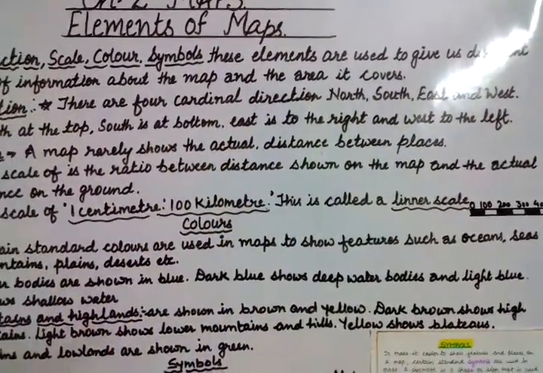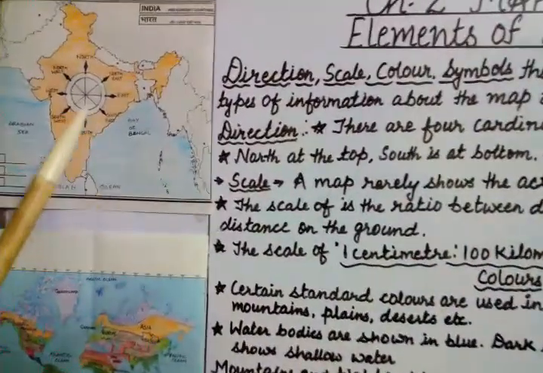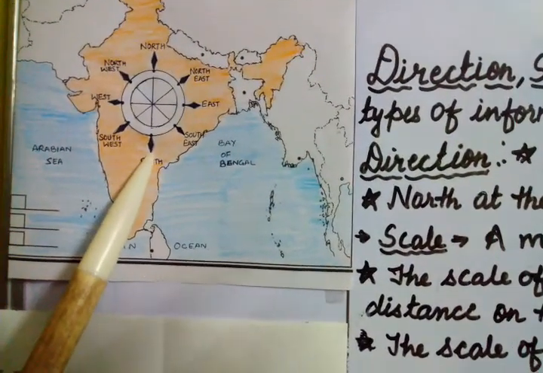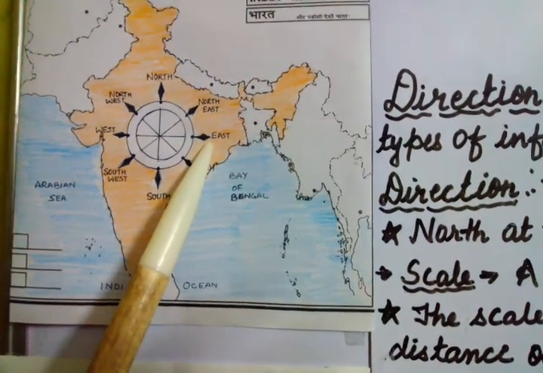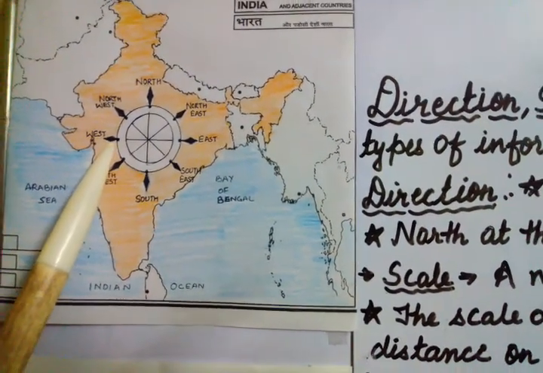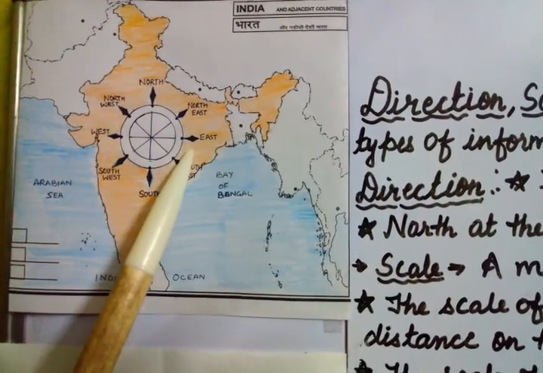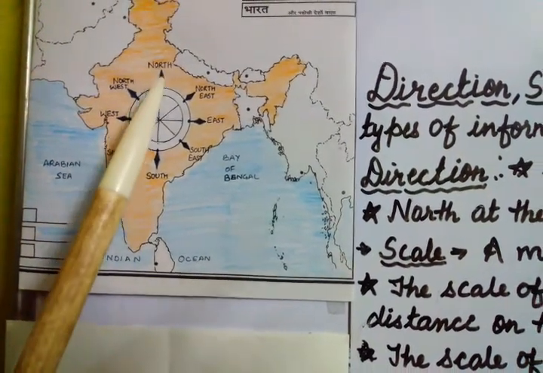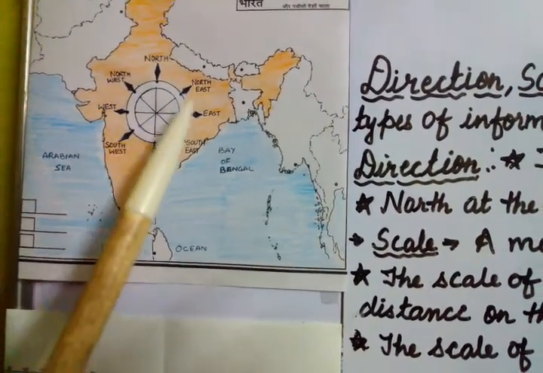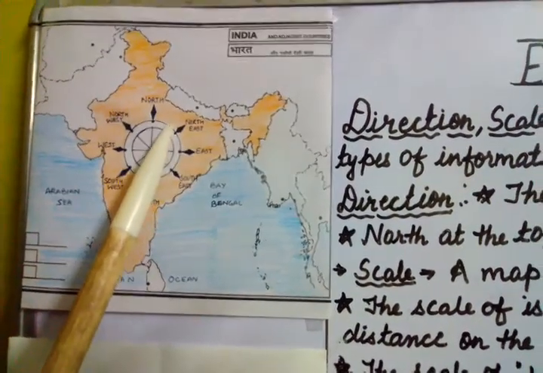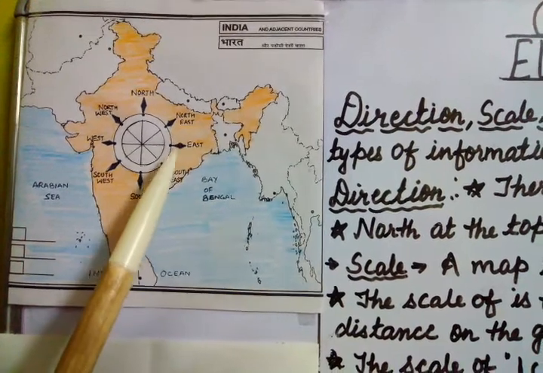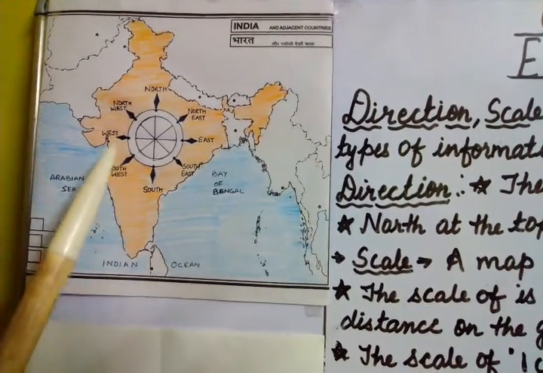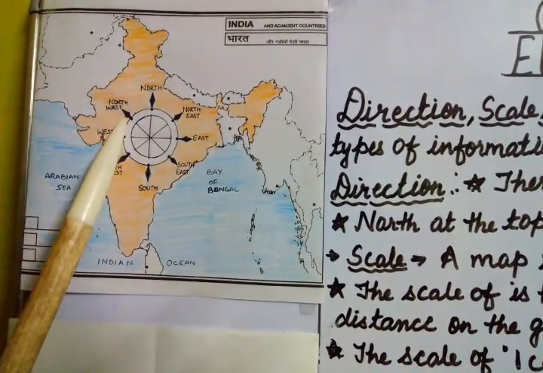Okay students, now you can see this map also. I have shown it here. North is at the top, south is at the bottom, east is to the right and west is to the left. Students, you have to remember that the right hand side is east and the left side is west. These are the 4 main directions: north, south, east and west. In between, you can measure northeast, from east to south is southeast, from south to west is southwest, and from west to north is northwest.